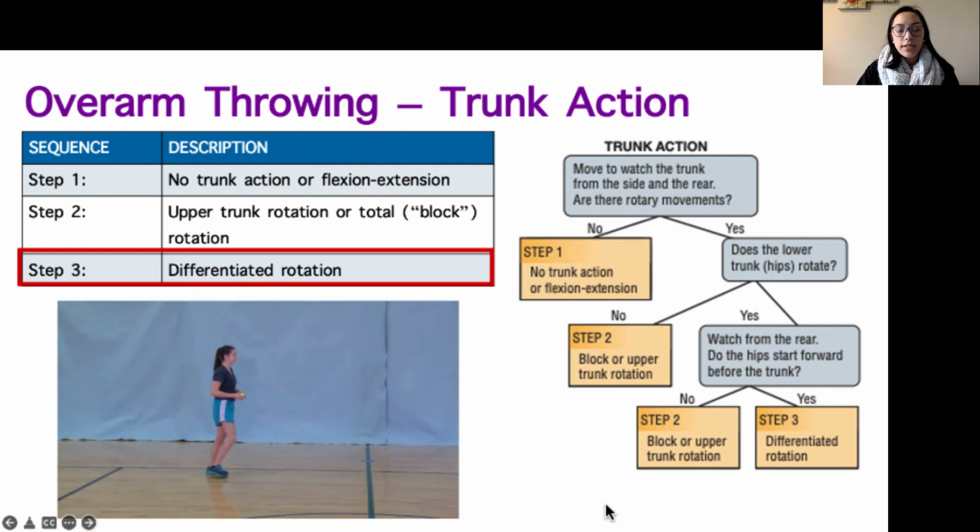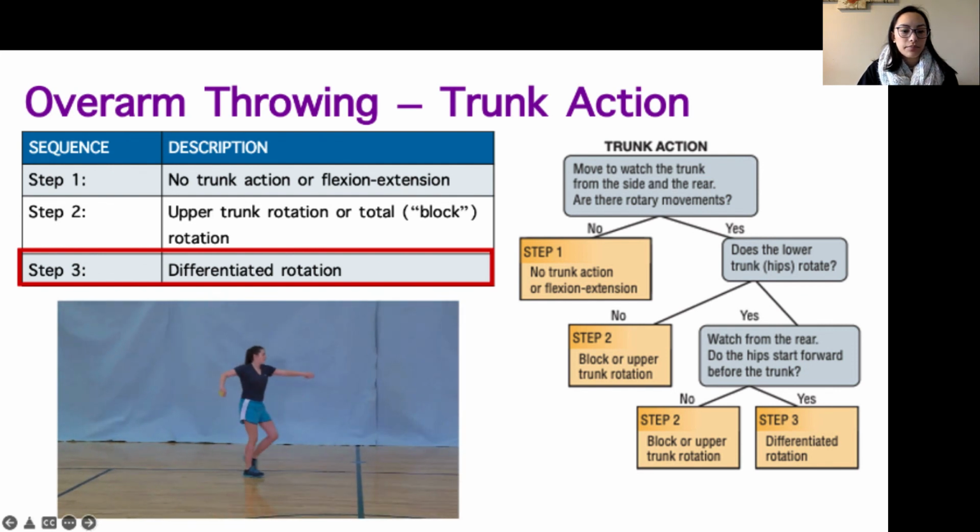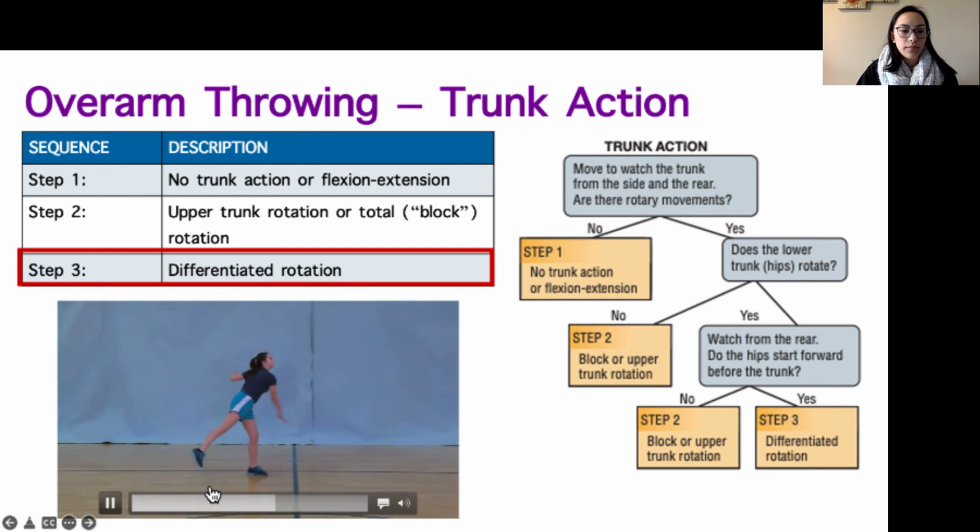Okay. Step 3 is if we do have a differentiation between upper and lower trunk rotation. So usually what will happen is the pelvis precedes the upper spine in initiating your forward rotation. So the person will twist away from their intended line of ball flight, and then they begin the forward rotation with the pelvis, followed by the upper spine, which we have a good example again with this girl here. Okay, so to highlight in the video, pelvis starts to rotate, followed by the upper trunk.